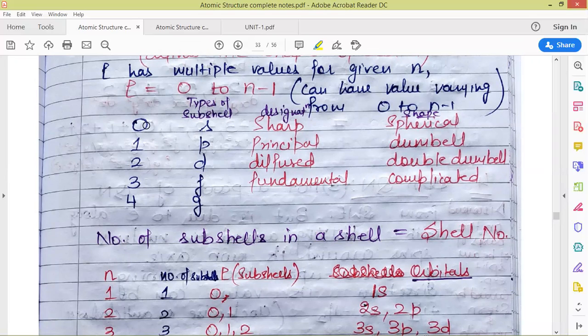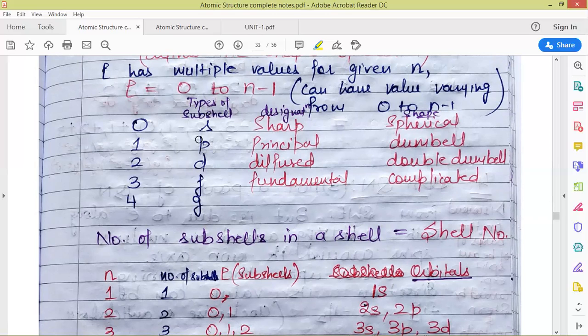So for each value of n, different L values are there, and the number of L values will be equal to the shell number. For L equal to 0, the subshell is represented by the small letter s, which means sharp. For L as 1, the subshell is P. For 2, it is D. For 3, it is F. And for 4, it is G. These are the types of subshells, and it depends upon the value of L.